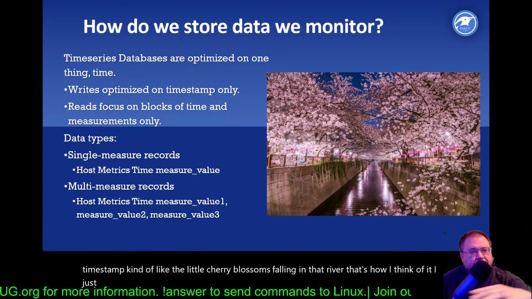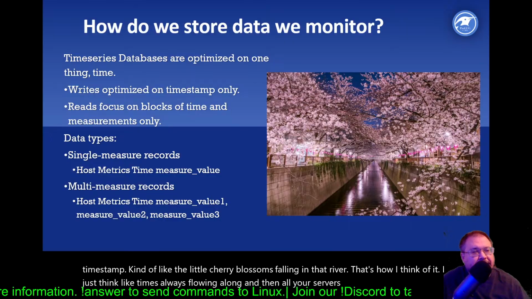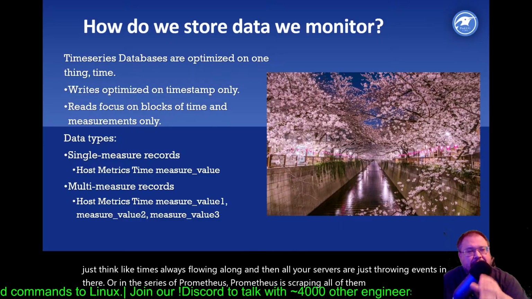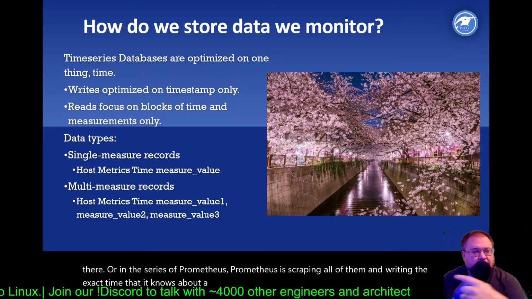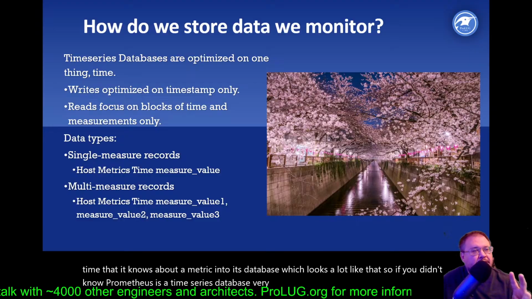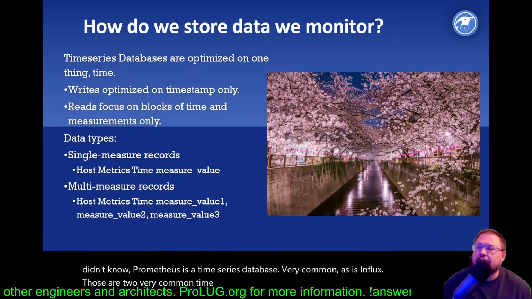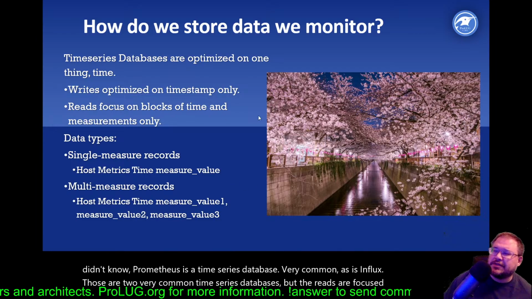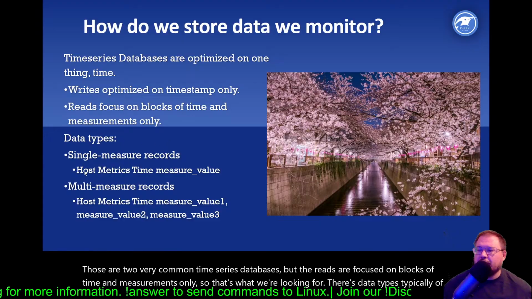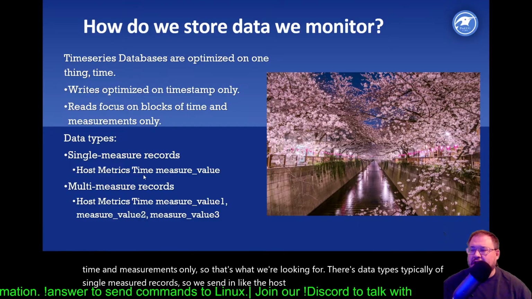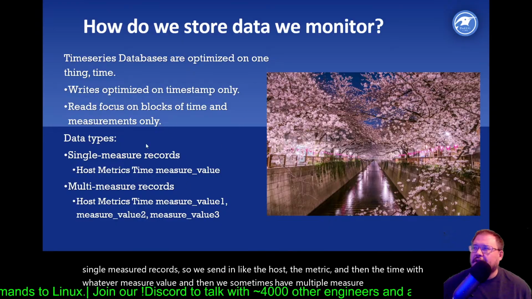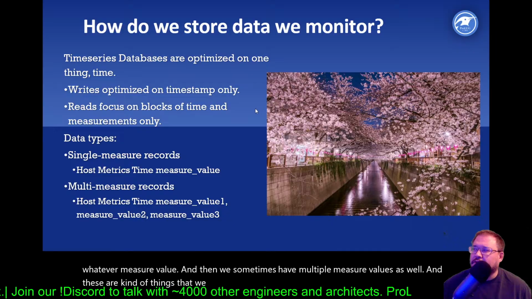That's how I think of it. I just think time's always flowing along, and all your servers are just throwing events in there. Or in the case of Prometheus, it is scraping all of them and writing the exact time that it knows about a metric into its database, which looks a lot like that. So if you didn't know, Prometheus is a time series database, very common, as is InfluxDB. Those are two very common time series databases. But the reads are focused on blocks of time and measurements only. There are data types, typically single measured records, so we send in the host, the metric, and the time with whatever measure value, and sometimes we have multiple measure values as well. These are the kinds of things we do within our time series databases.